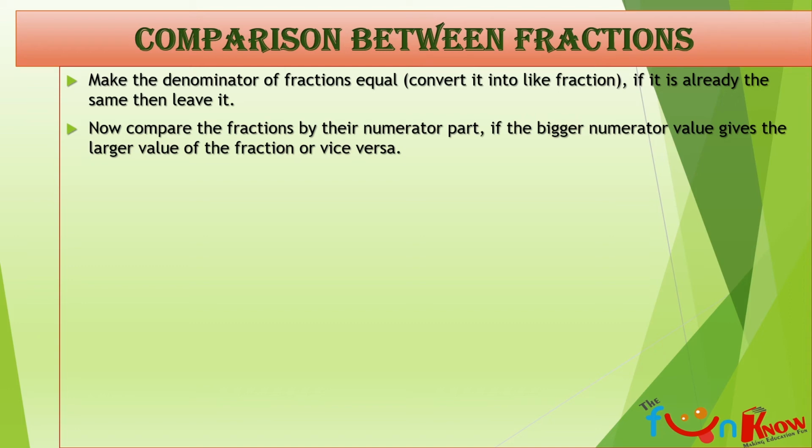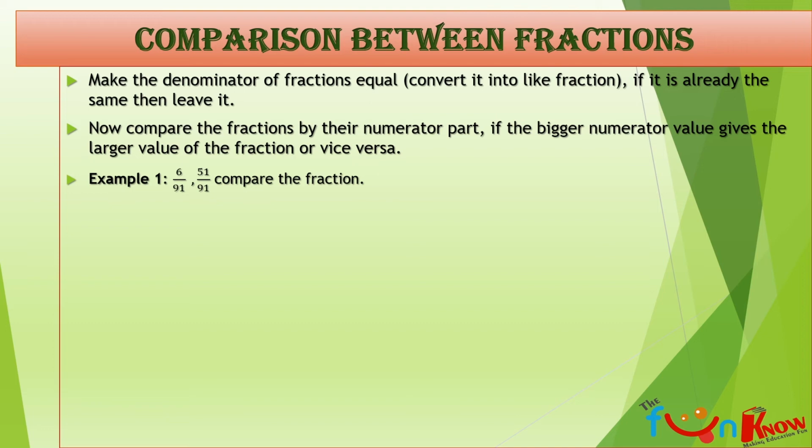Whichever numerator is bigger, that fraction will be given as the larger value, or vice versa. If it is lesser, then it will be known as the lesser value. Let us see with an example, students. Here there are two fractions. The first fraction is 6 by 91 and another fraction is 51 by 91.